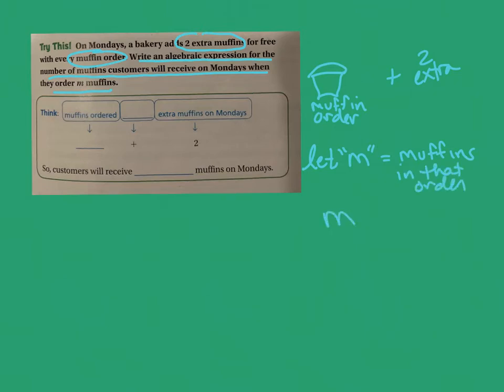So we know that whatever the amount of muffins ordered is, we will add that to the 2 additional muffins that they will get as the special Monday deal. So customers will receive M plus 2. And that's just written that way. It doesn't have that like the previous one where you put it together a different way. It's just addition, 2 terms added to each other. So that is the answer to that. We can't solve it any further right now.